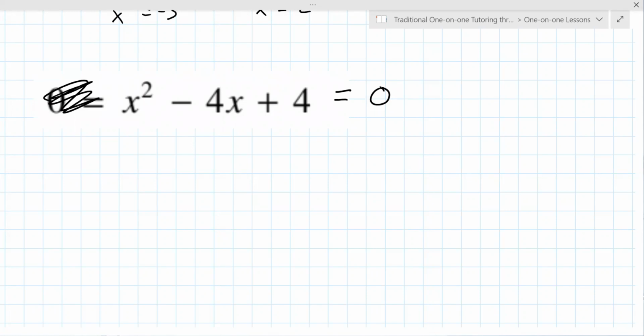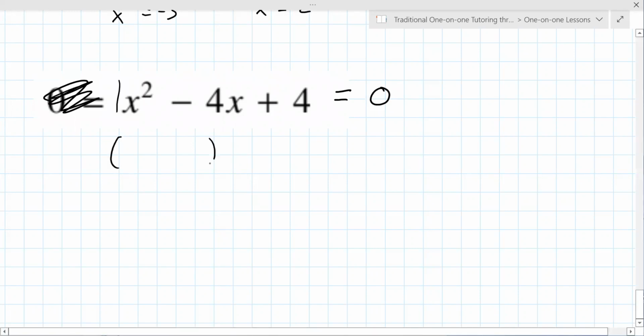Now from here, this is just like the previous problem. So I'd like you to try factoring it for us. Two numbers that multiply to 4 but add up to -4.